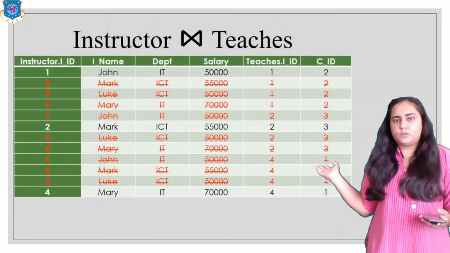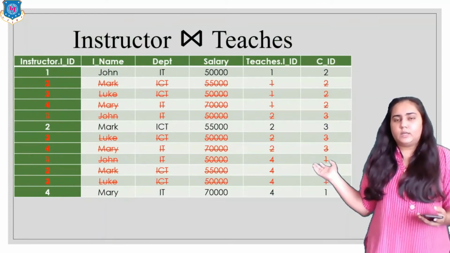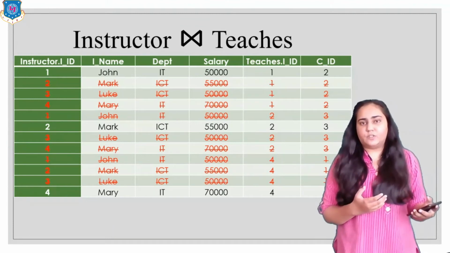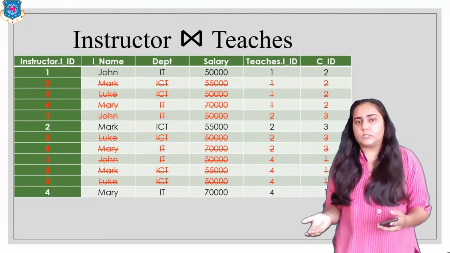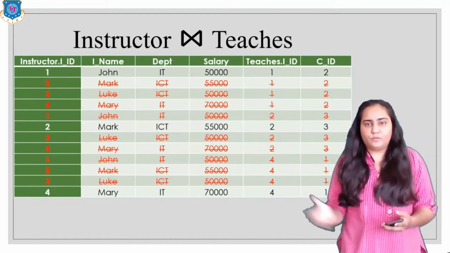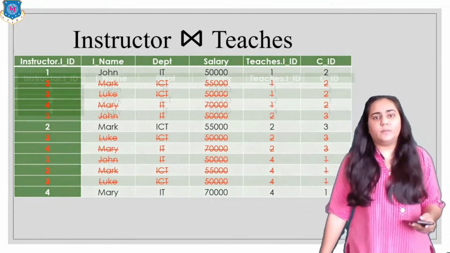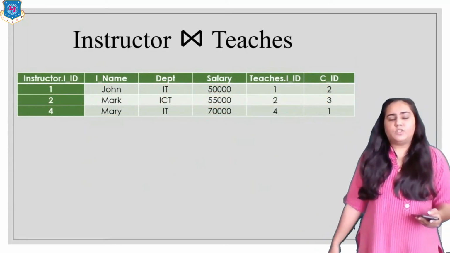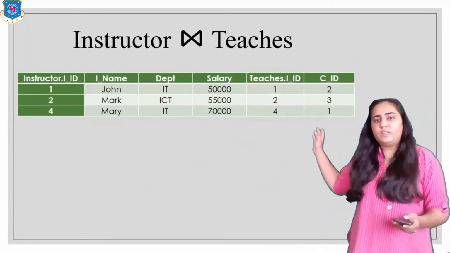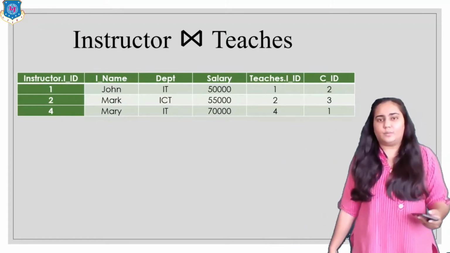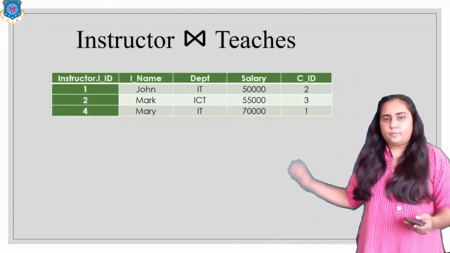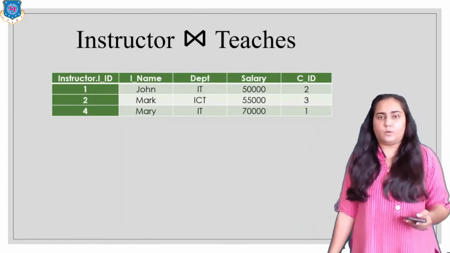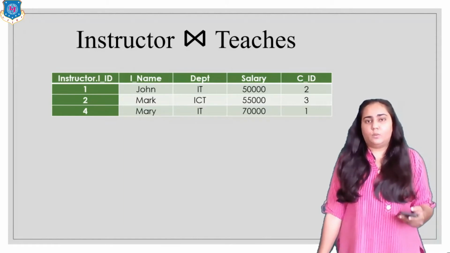If you do a natural join between instructor and teachers, then all the rows where the ID of instructor does not match with ID in teachers, those rows will be removed. As you can see, those are marked red. So what remains is only these 3 rows, from which of course you can also eliminate one of the I_ID columns, since they are both having the same data.